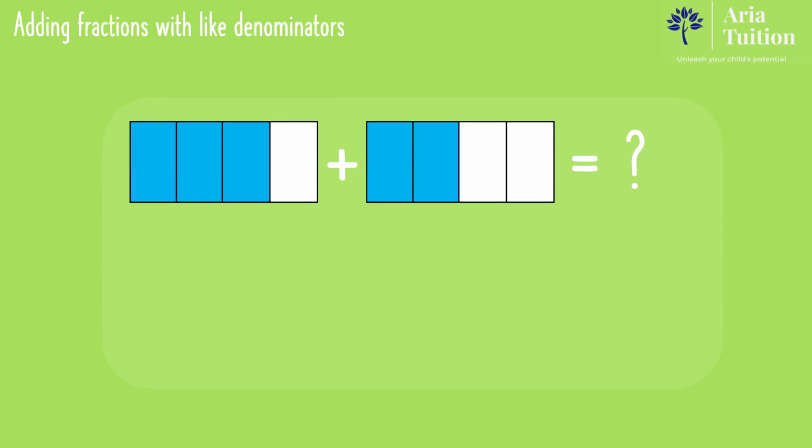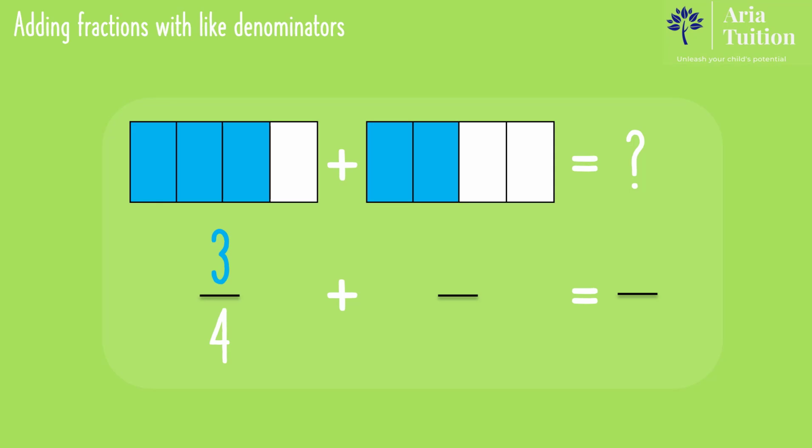Let's add the two blocks together. There are 3 shaded sections in the first block, so the numerator is 3. There are 4 sections altogether, so the denominator is 4. Let's look at the next block.